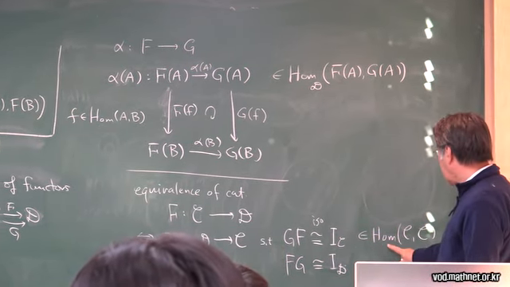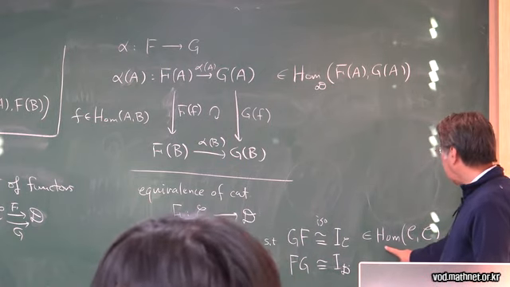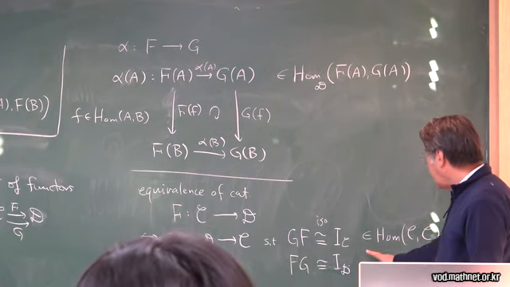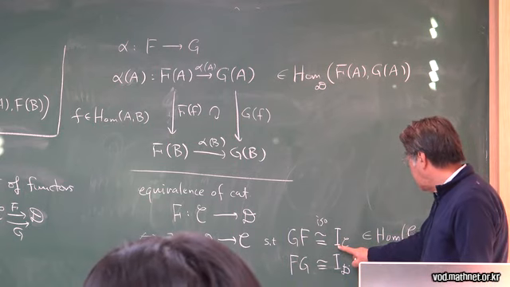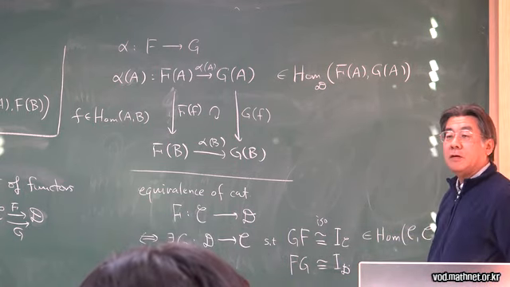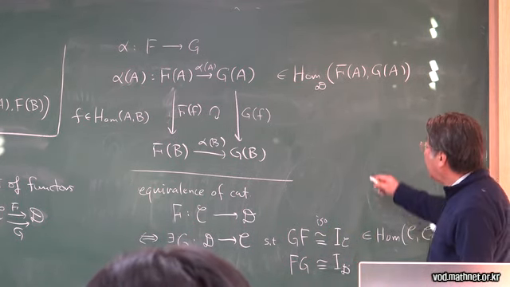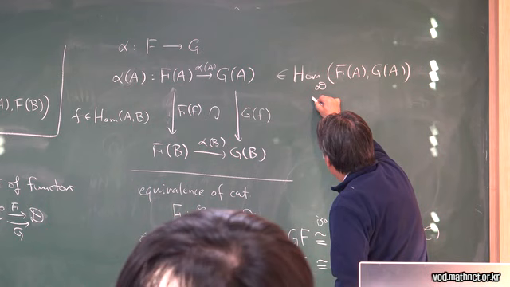So this is a category of functors from C to C. And there are two functors which are isomorphic. So they are different, but isomorphic. So I give you one example.